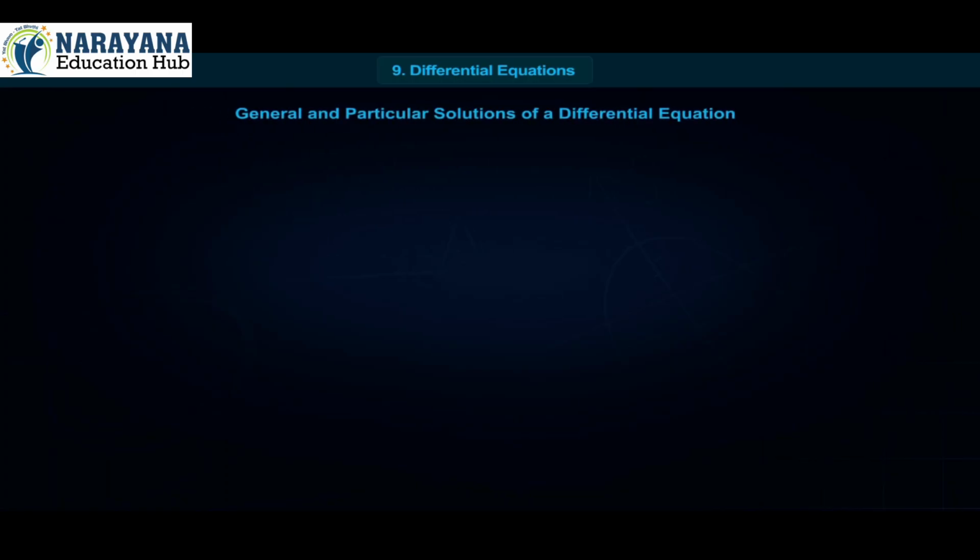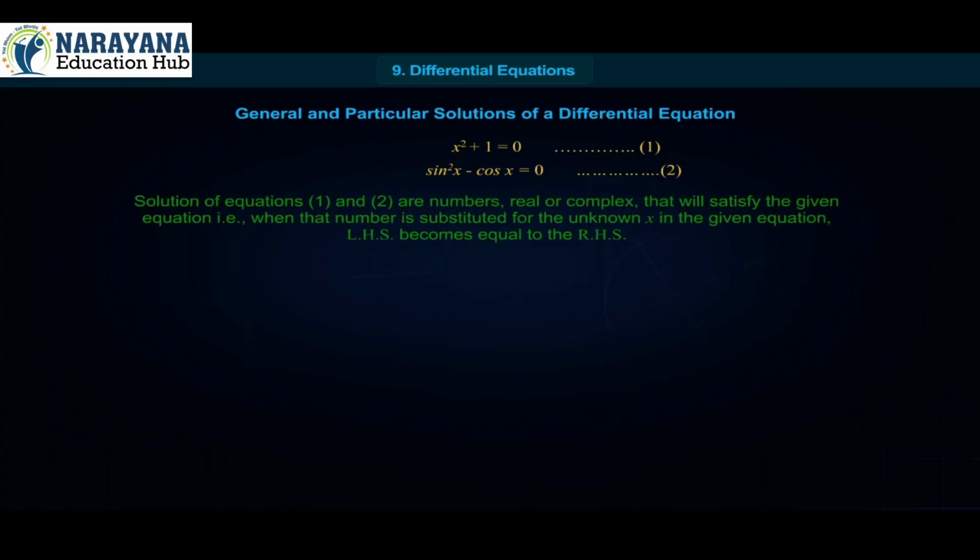General and particular solutions of a differential equation. x square plus 1 is equal to 0. Equation 1. sin square x minus cos x is equal to 0. Equation 2. Solutions of equations 1 and 2 are numbers, real or complex, that will satisfy the given equation, that is, when that number is substituted for the unknown x in the given equation, left hand side becomes equal to the right hand side.